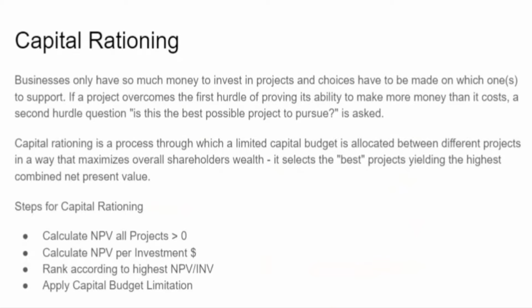So how do we do that? Well, first of all, we got to calculate the net present value of all the projects. And if they're greater than zero, they're potential. That's the first hurdle. Then we calculate the net present value per dollar of investment. Okay, so how much per dollar of investment? What is the ratio? And we rank according to the highest net present value relative to the investment. And as we rank through them, we apply our capital budget limitations. So for example, we have 10 projects, but we only have enough money to fund the top five. That's effectively how that works.